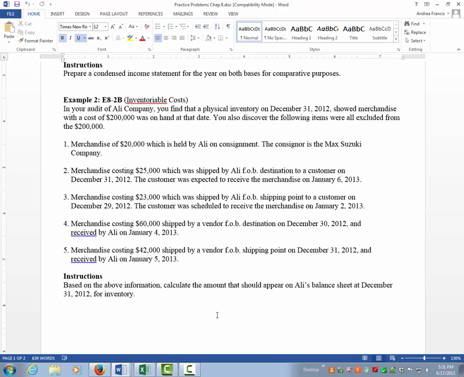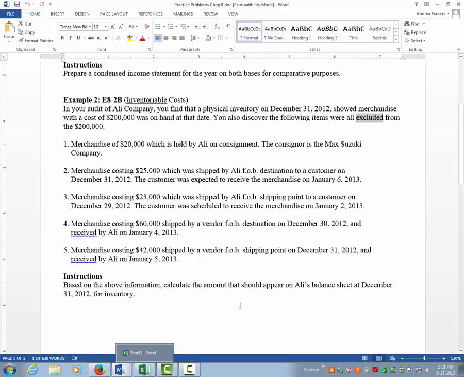You also discover the following items were all, and this is very important, excluded from the $200,000. So anything that is listed here in items 1 through 5 was not included in the $200,000. So it's up to us to figure out whether these amounts should be included or whether they were correctly excluded from the $200,000. So go ahead and find a clean page that you can write in, and let's work through this problem together.